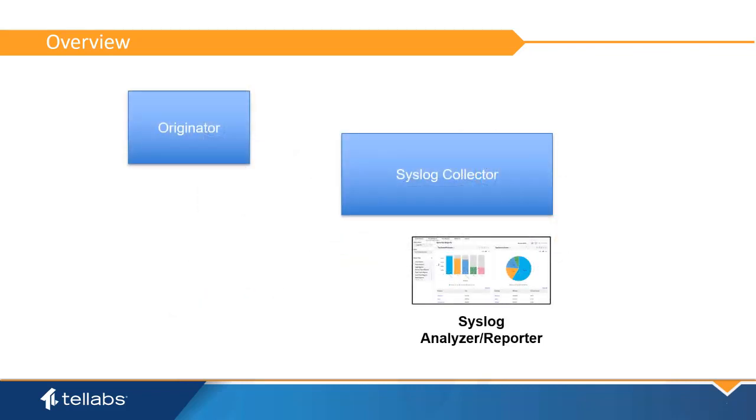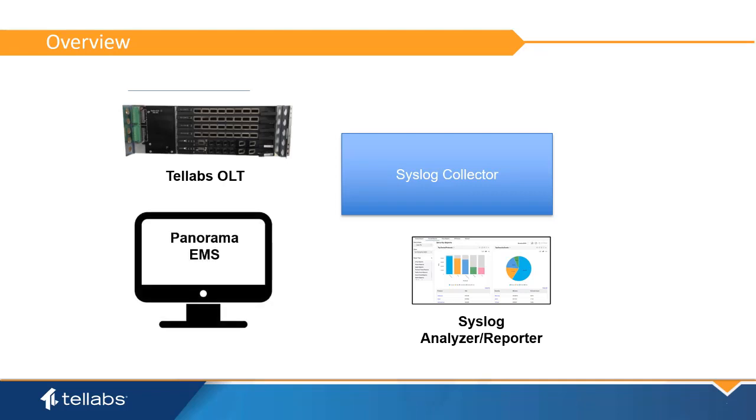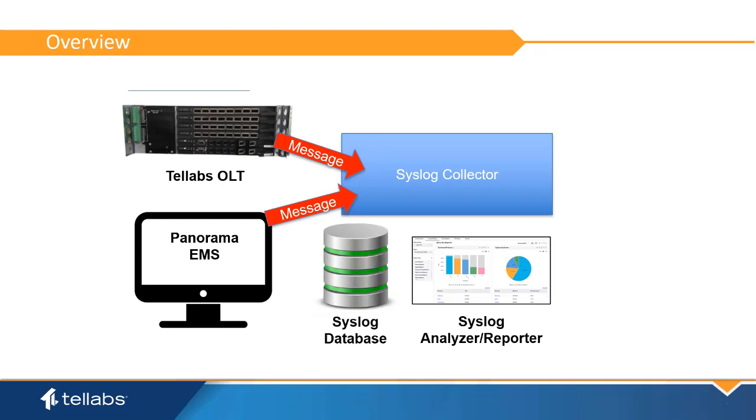The basic Syslog architecture consists of a Syslog originator, Syslog collector, and optionally a Syslog relay or Syslog analyzer reporter. When used with optical LAN, the Syslog originator is the Tellabs OLT or the Panorama EMS. The Syslog collector is a system which receives Syslog messages from the Syslog originator. The collector will log the messages to disk. The Syslog analyzer reporter is a system which is typically co-located with the collector and provides various functions of filtering, reporting, and exporting of collected data.